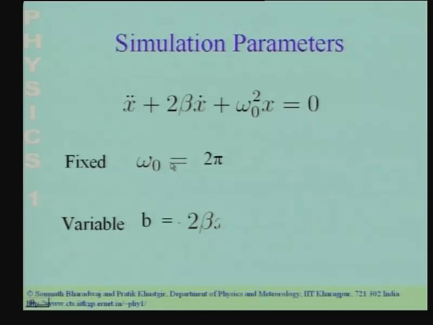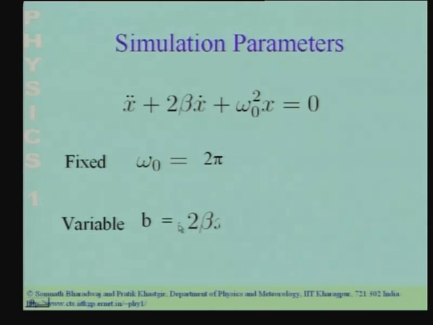In this simulation, the value of omega naught is fixed. It has a value 2 pi. This is fixed throughout the simulation. You can vary the damping coefficient beta. The parameter which is available for you to vary in the simulation is the parameter B, which is twice beta, and to get the numbers straight, the situation corresponding to critical damping, beta should be equal to 2 pi.